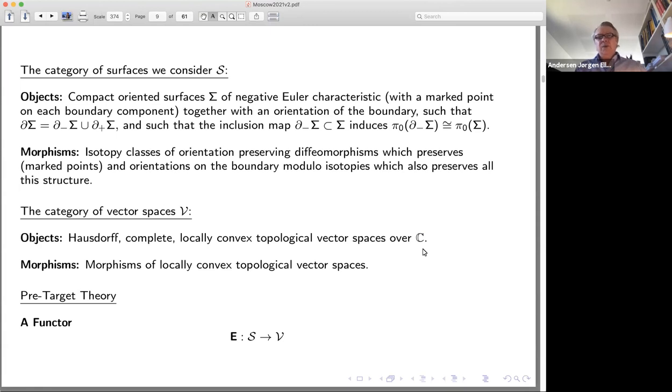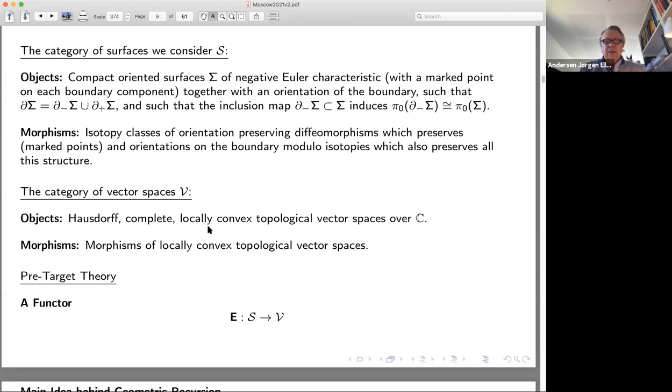So these are vector spaces whose topology is given by a stack of semi-norms. Okay. And then morphisms are just morphisms of such, so morphisms of locally convex topological vector spaces. And so a pre-target theory is simply a functor E from surfaces to this kind of vector spaces. So a functorial assignment of such a topological vector space to every surface.